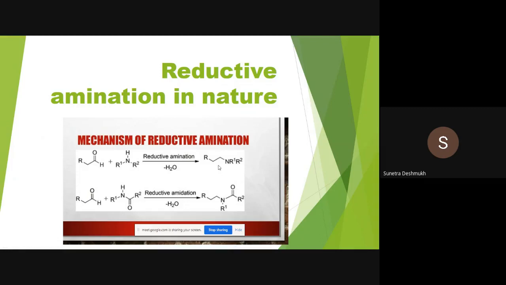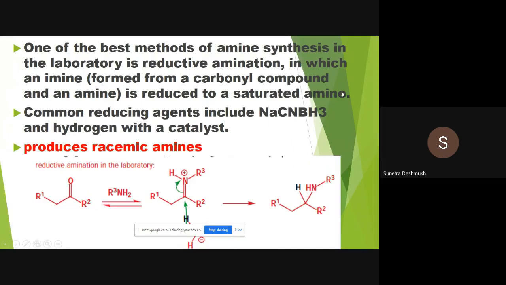Okay. So this type of reductive amination reaction happens in nature. How those things happen in nature, and which enzymes help to do this type of reaction, we will see now. So in the laboratory, how do we do the reductive amination? We use normal reducing agents, like sodium cyanoborohydride, and there is a formation of this type of compound, an elimination of a water molecule, and formation of a new carbon nitrogen bond.